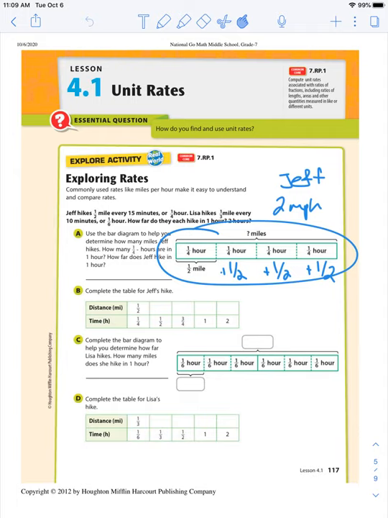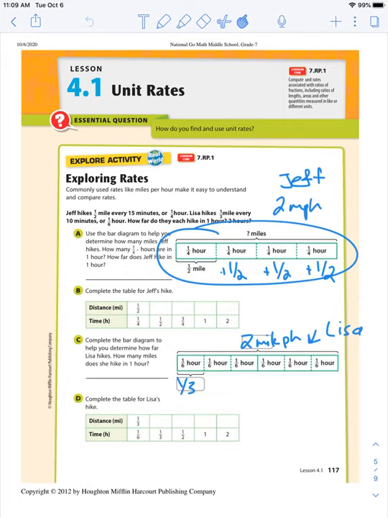All right, then second, Lisa hikes 1/3 of a mile every 10 minutes or 1/6 hour. So this is Lisa's down here. We're going to take the distance, or the 1/3 mile, and we're going to multiply it by 6. So 1/3 times 6 is also going to be 2 miles per hour. All right, so our solution is that they each hike 2 miles in 1 hour.